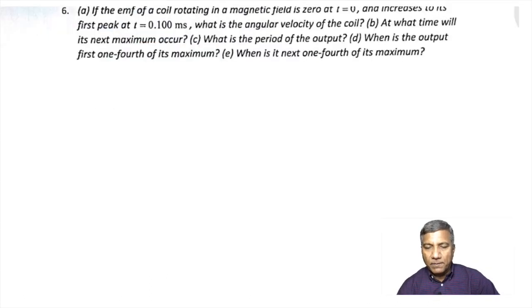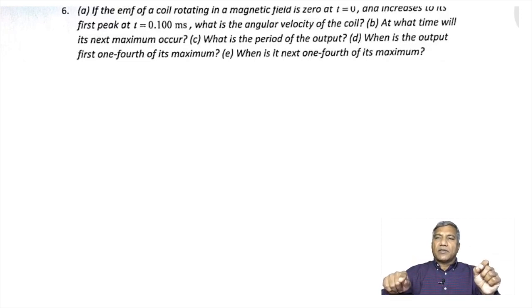This question: if the EMF of a coil rotating in a magnetic field is 0 at time t equal to 0 and increases to its first peak at 0.1 milliseconds, what is the angular velocity of the coil? We'll look at the remaining parts later on, but just from here, when does the first peak appear? The first peak appears after 1/4 of the time period, because you have a peak and then you have the 0 and then you have the negative peak and then you have a 0. So that's one full rotation.